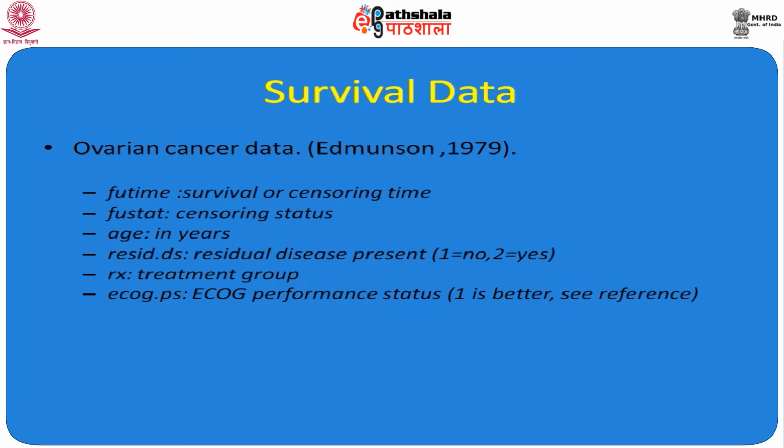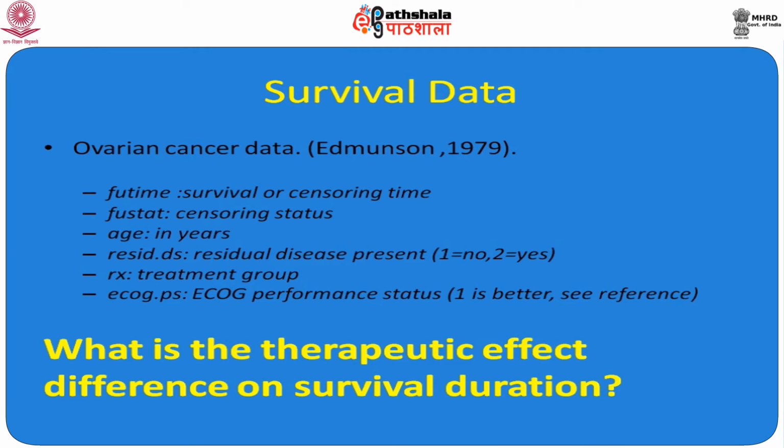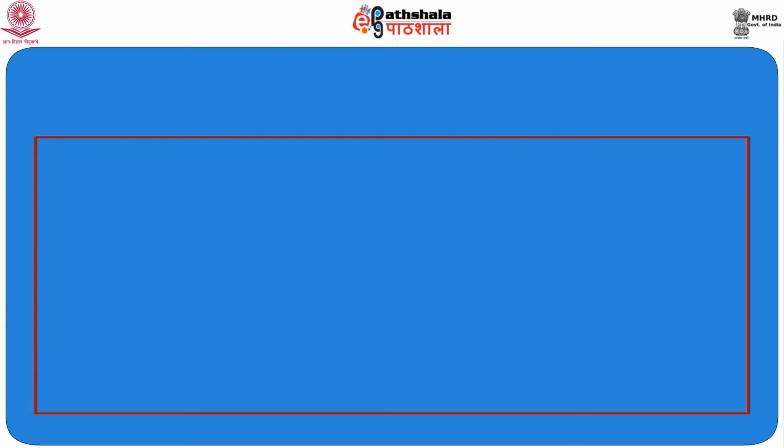ECOG performance status is considered, with 1 being better. You can search in Google or elsewhere to find the literature about the ECOG. Now our objective is to find the therapeutic treatment difference in survival duration of the patients. Now we are going to read in the data.